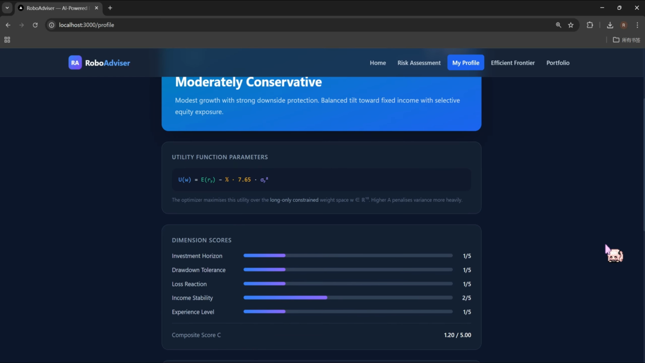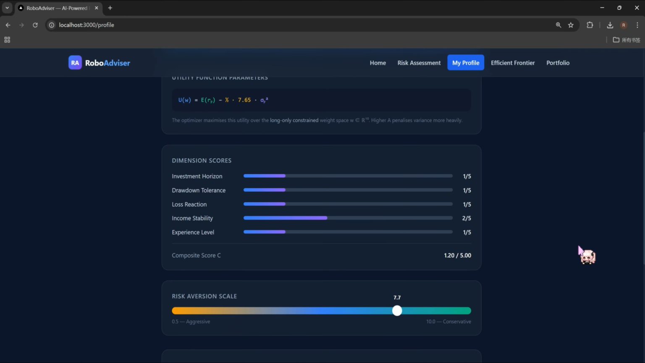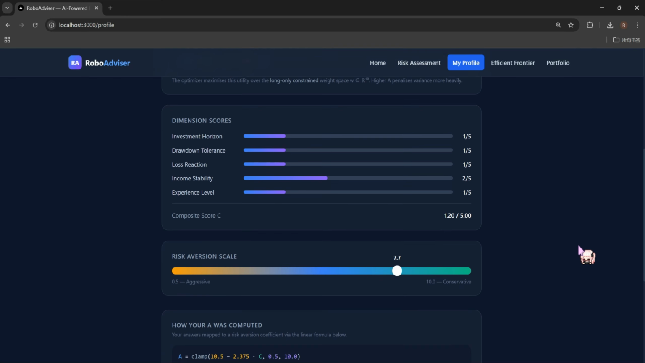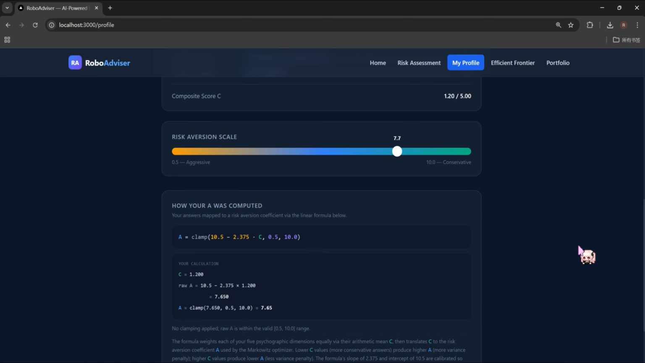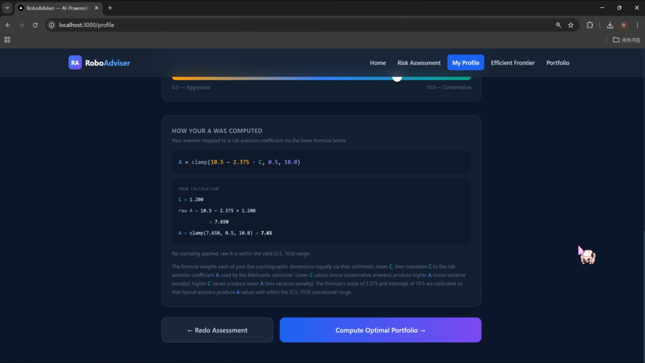I did not pre-announce the number you see on the screen because the exact value is not the story. The stability and interpretability of the path is. I will now use this conservative profile in the next two screens, first the efficient frontier, then the allocation.